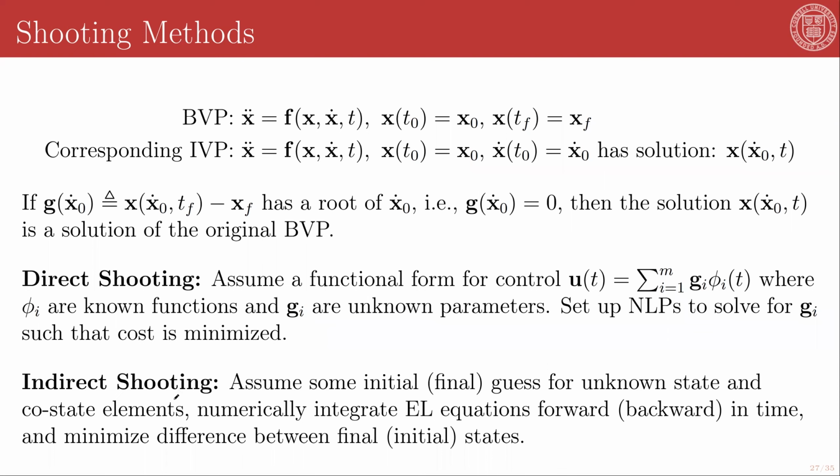In contrast, when we do indirect shooting, we assume some initial or final values for our state and co-state elements, and then we numerically integrate the Euler-Lagrange optimal control equations either forward or backward in time, and attempt to minimize the difference between the states that we get on the other end and their desired values. So indirect shooting methods are the optimal control methods.